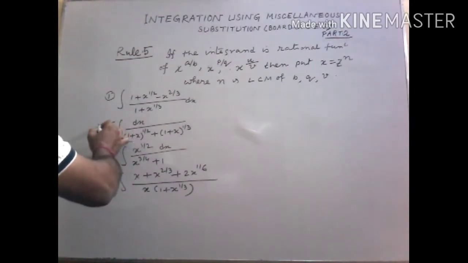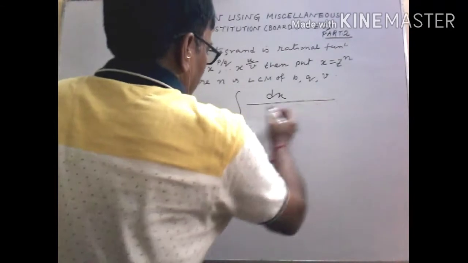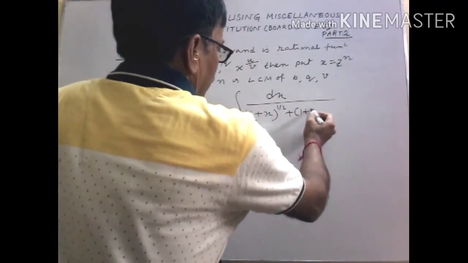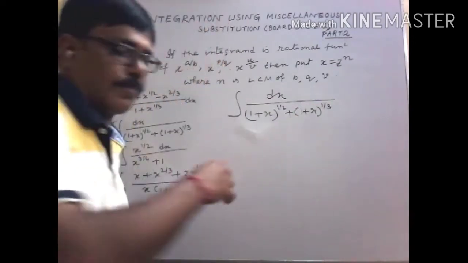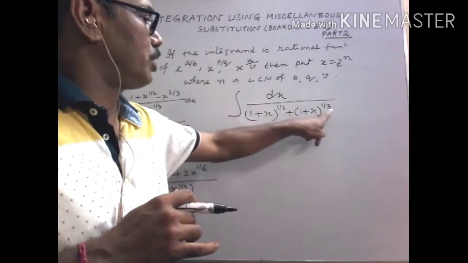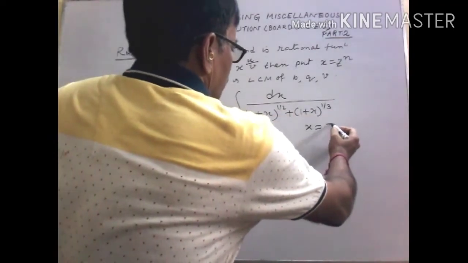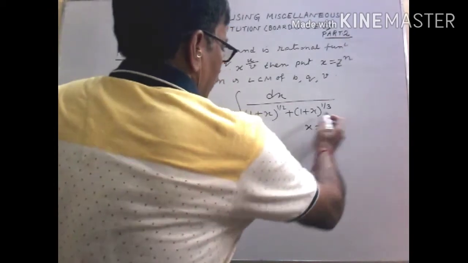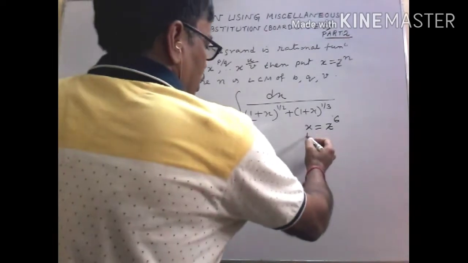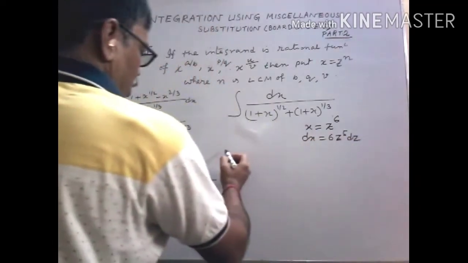So let us consider problem number 2. dx by 1 plus x whole to the power half, 1 plus x whole to the power 1 by 3. So look, this is 2, this is 3. So what is x? x equals to z to the power LCM of 2 and 3, that is z to the power 6. So what is dx? 6z to the power 5 dz.